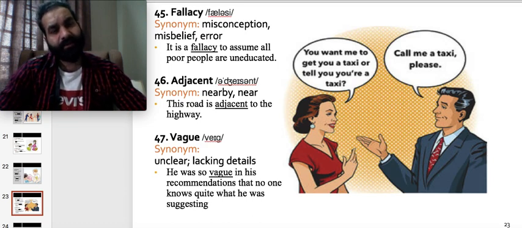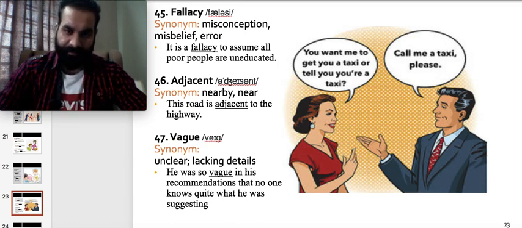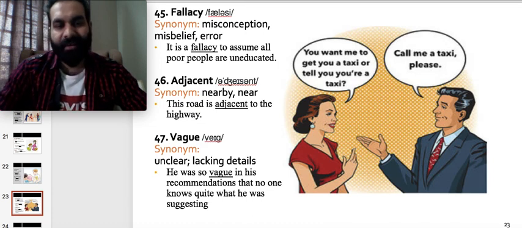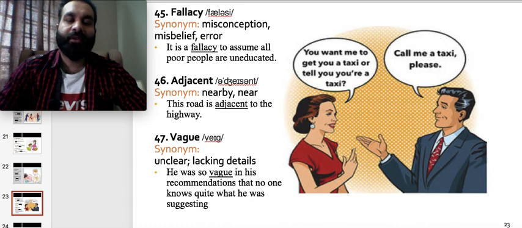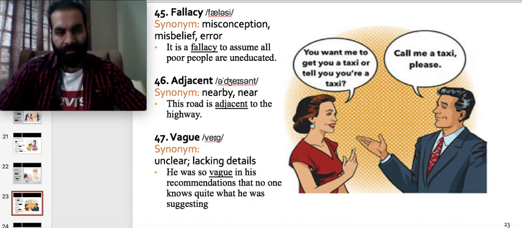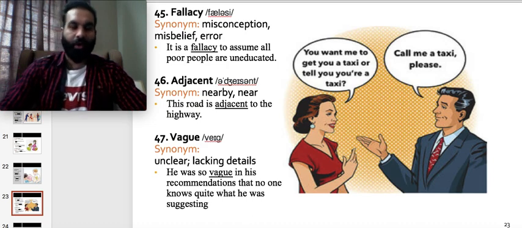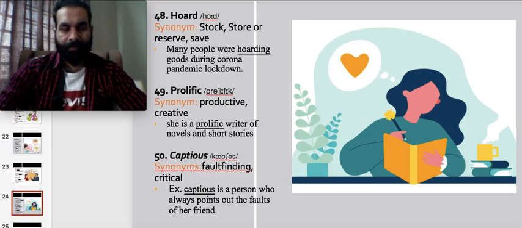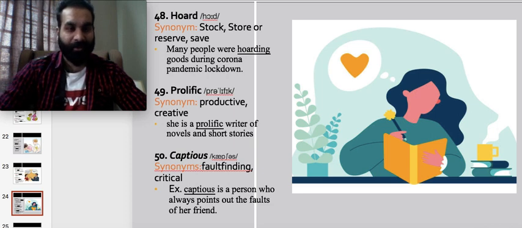The next word is vague. Vague, unclear, general, lacking details. He was so vague in his recommendations that no one knows quite what he was suggesting. Perhaps the last slide I have, and this torture is coming to an end now.